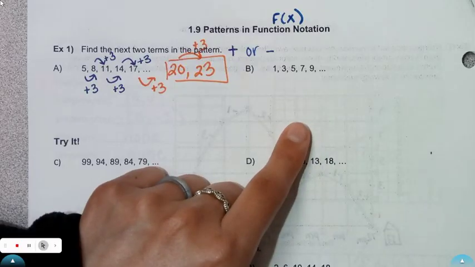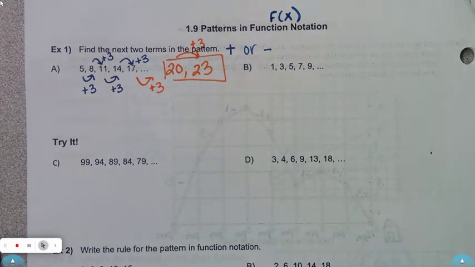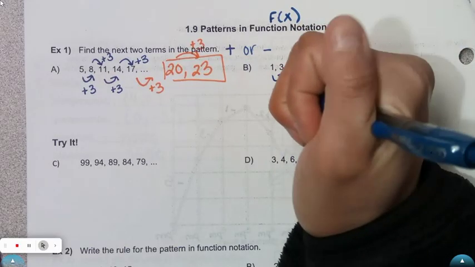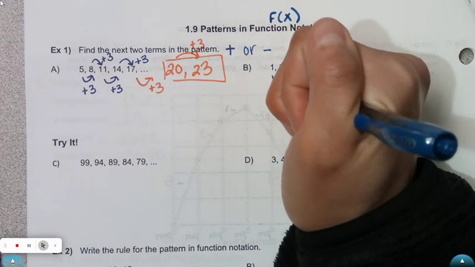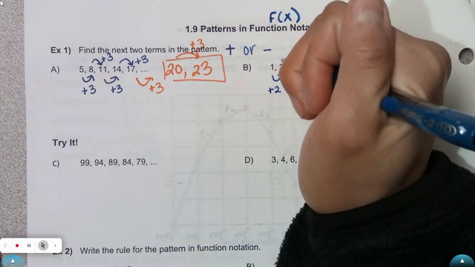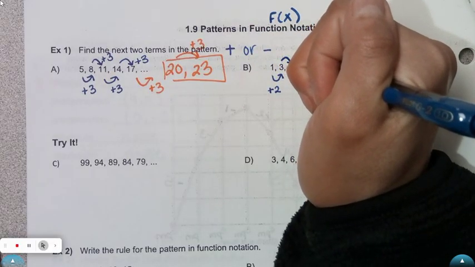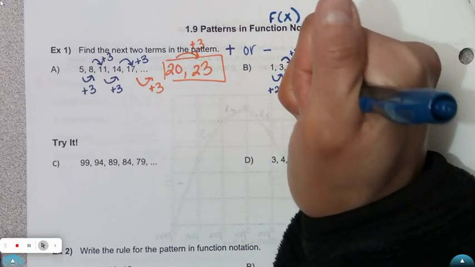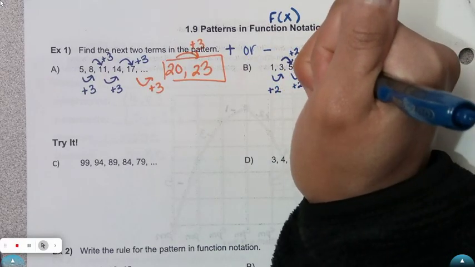Okay, let's look at letter B. I'm increasing, so to go from 1 to 3, I'm increasing by 2. And I want to check to make sure that works every single time. So then here I'm increasing also by 2. 5 to 7 is still by 2. 7 to 9 is still by 2.